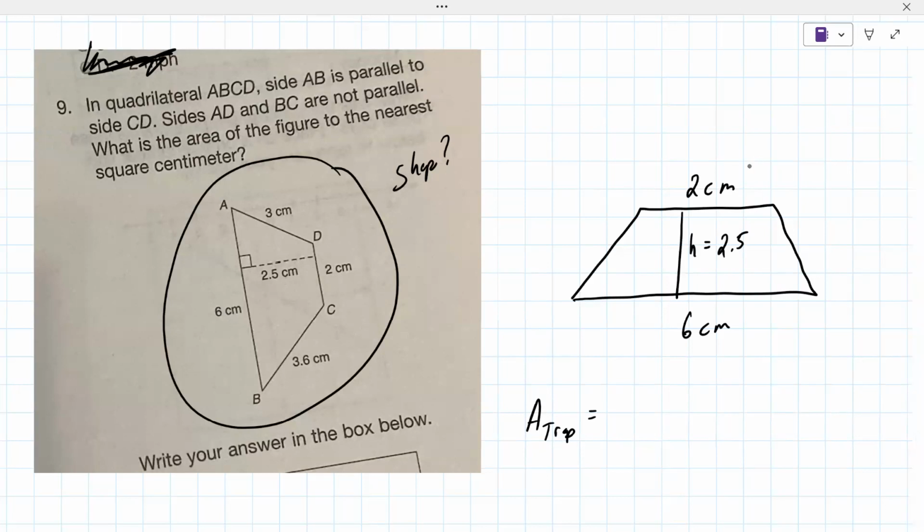The formula for the area is 1/2, and then you have to divide by 2. Base 1 plus base 2. So what is the height? 2.5. What's the value of base 1? Base 1 is 2 and base 2 is 6. All right. So I want you to calculate the area for me, please.